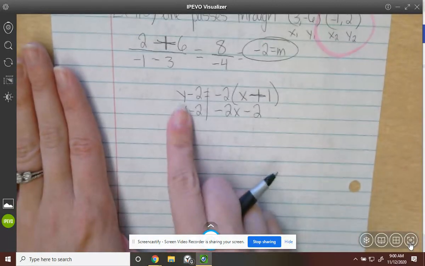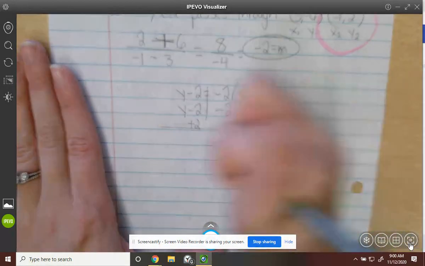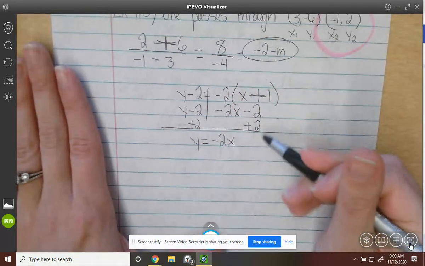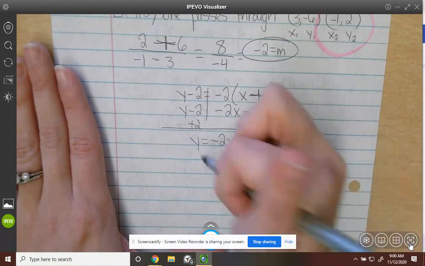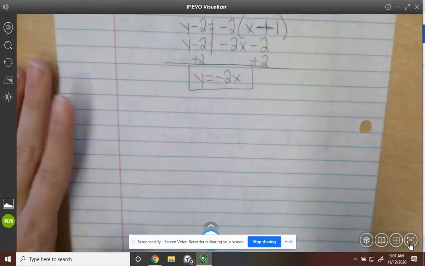Okay, then I finally have to get y by itself, so I'm going to add 2. y equals -2x, and that's it, because that adds 0. I don't need to add a plus 0 at the end. So really, that's my answer. Last one.